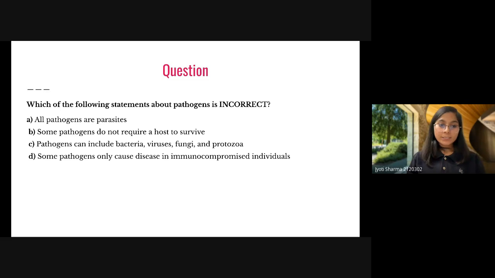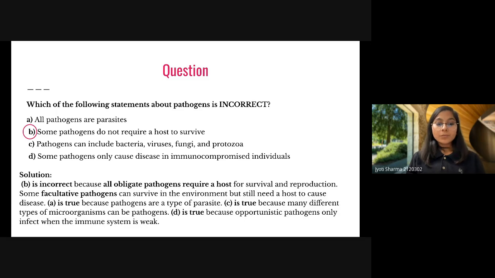So the incorrect statement is that some pathogens do not require a host to survive, because every pathogen requires a host to survive. So this is the wrong statement. So B is the right answer. All obligate pathogens require a host for survival and reproduction.